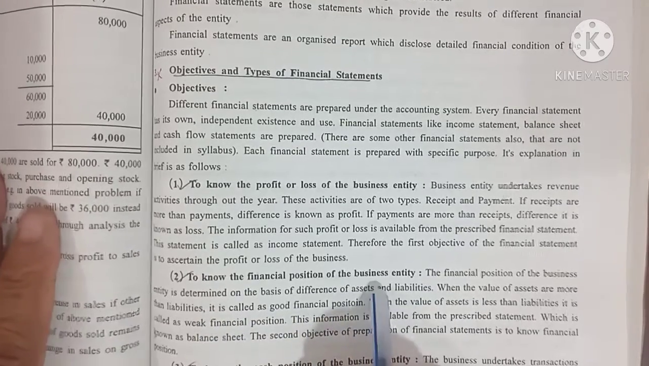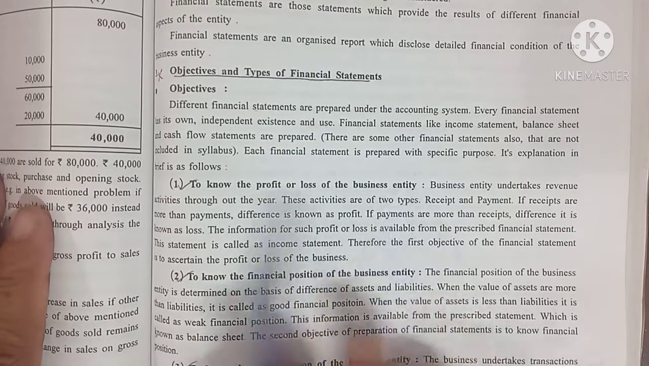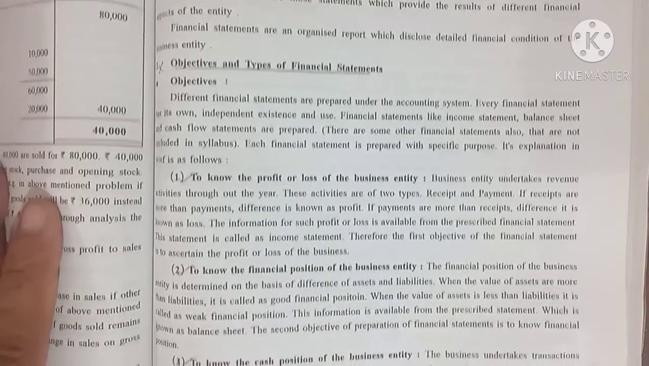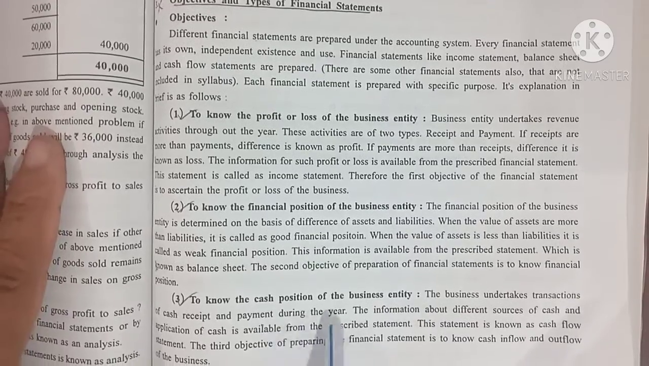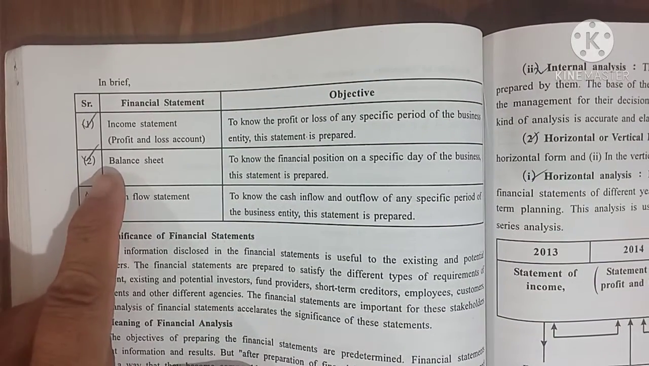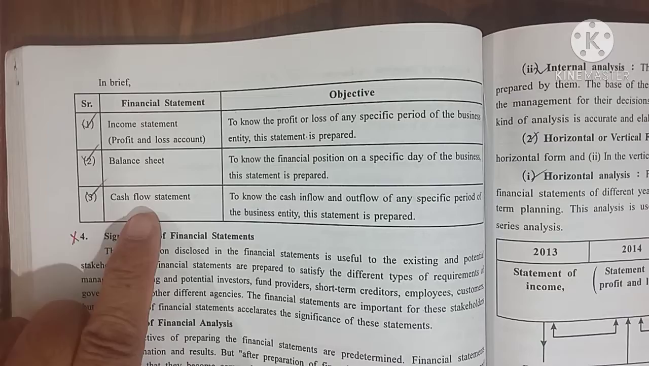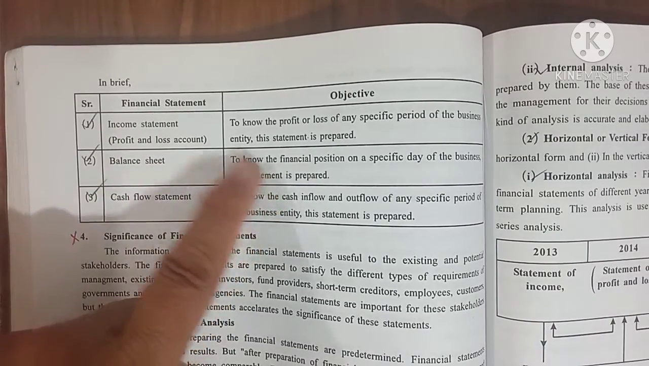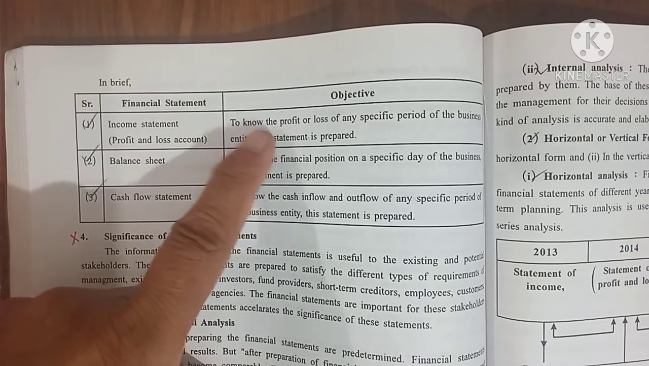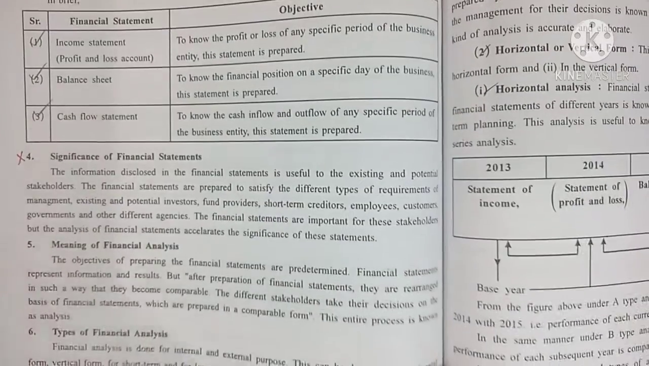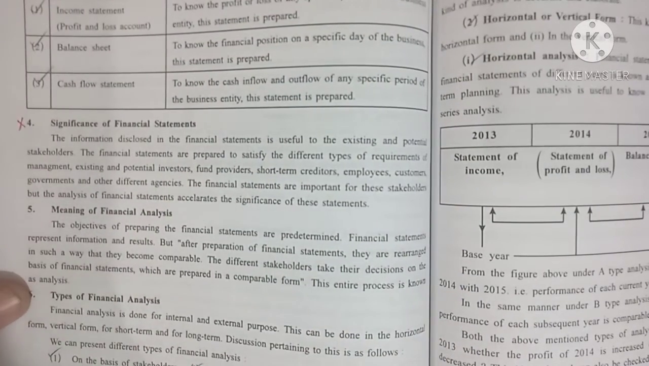To know the financial position of the business, from the balance sheet. This we can get from the trading account and profit and loss account, and this we can get from the balance sheet. To know the cash position of the business entities means the cash flow statement. The income statement, balance sheet and cash flow statement are given here. Income statement means trading and profit and loss account. Balance sheet means the balance sheet statement. Here you can get the profit or loss, here you can get the financial position, and here you can get the cash inflow and cash outflow.